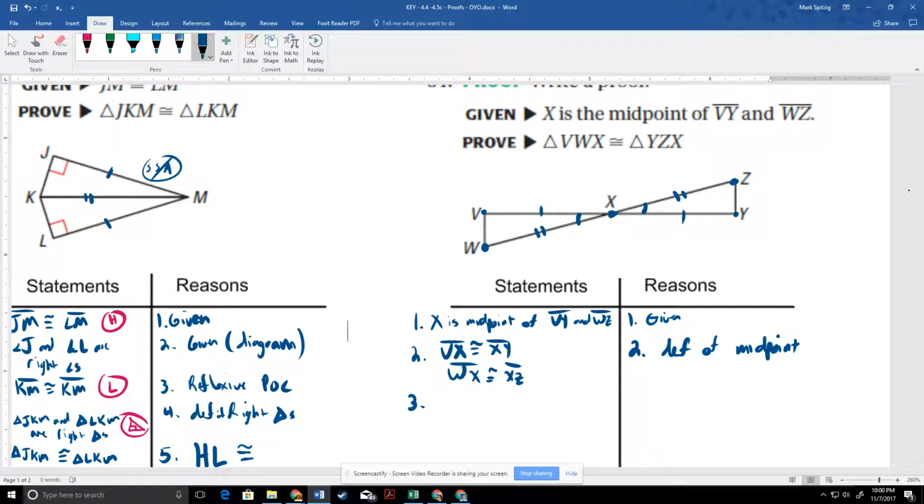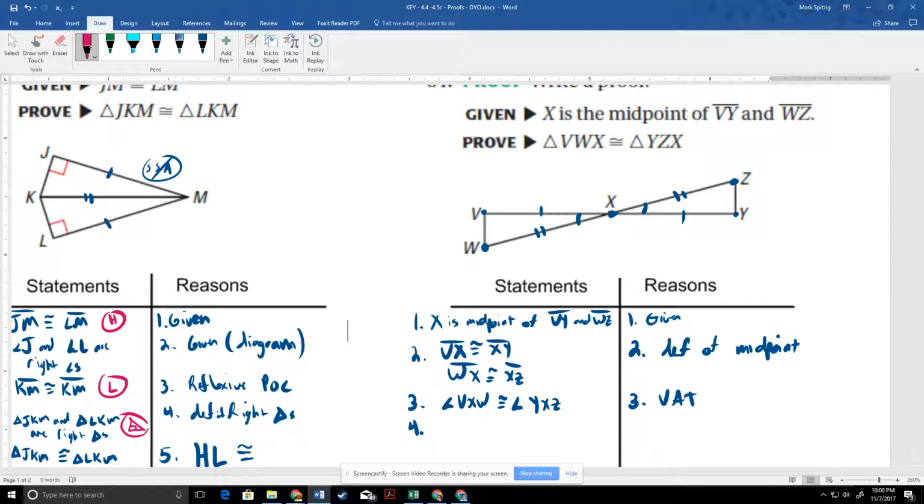But what are those angles? Well, angle VXW is going to be congruent to angle YXZ, or some other name for them that is the same. And again, that's just because of the vertical angle theorem, right? Vertical angle theorem says vertical angles are congruent. So you can feel free to write that as well.